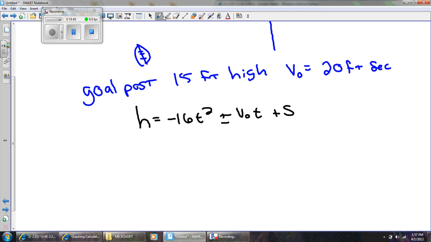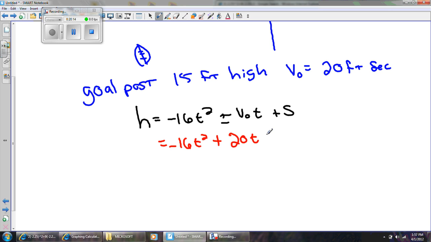Okay, now let's just fill in what we know. Obviously, negative 16 t squared is going to be in the formula. We know v sub o is positive because the ball's being kicked upward, and v sub o is 20. Now the real question is, what are s and h? Some of you are thinking you should put the 15 in. I disagree. I don't think you should.